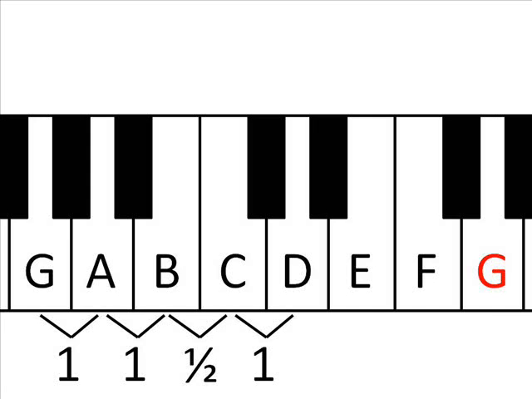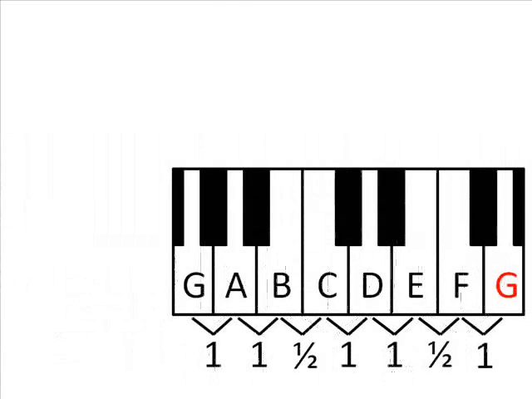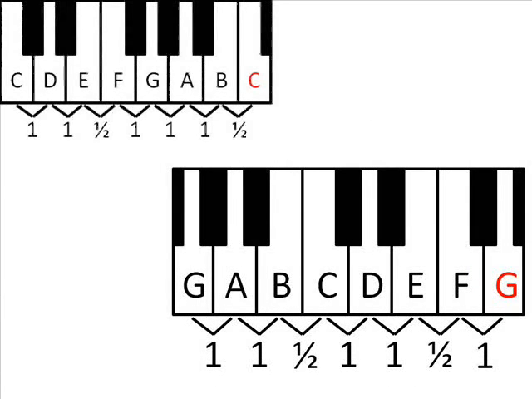C to D is a whole step. D to E is a whole step. E to F is a half step. F to G is a whole step. Now let's compare it to the C major scale. In the C major scale, where do we have the half steps? We have the half steps between 3 and 4, and we have the half steps between 7 and 1.